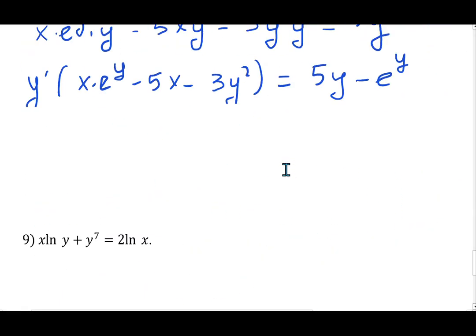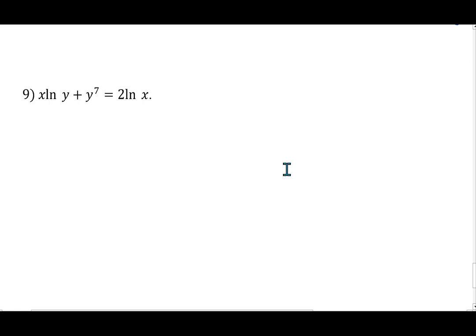So one more example. Let's look at number 9 from our lecture notes. We have x times ln of y plus y to the 7 equals 2 ln x. And I need to remind everybody, how do you take the derivative of ln of u, where u is a function of x? 1 over u times u prime, right? Where u prime is du dx. So as long as we remember that, this should be pretty straightforward.